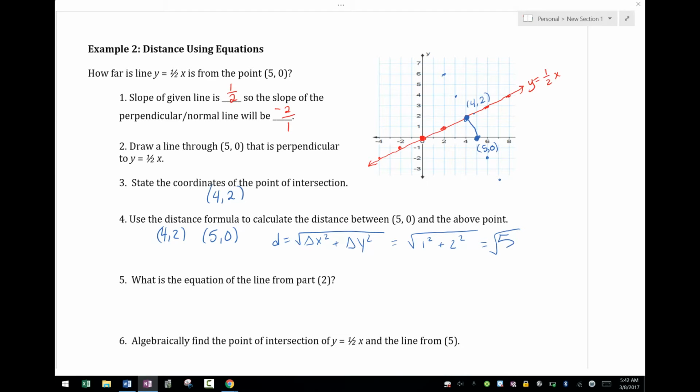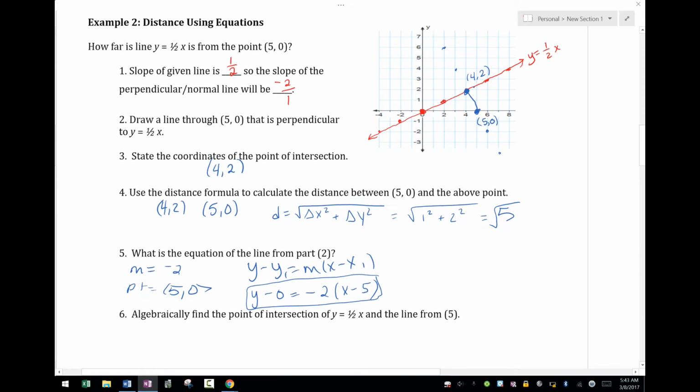All right. So next it says, what's the equation from number 2? So I want to show you that you can do this with some algebra as well. So if we want to find the equation of number 2, I need a slope and I need a point. Well, that's pretty good because I have the slope and the point. The point is 5, 0, and the slope is negative 2. And if I have a slope and a point, I can use that happy little equation y minus y1 equals m times x minus x1. So y minus 0 equals negative 2 times x minus 5. And there's the equation.